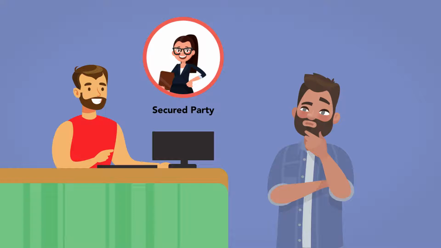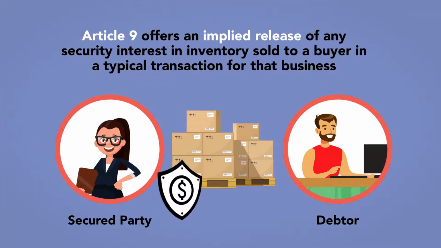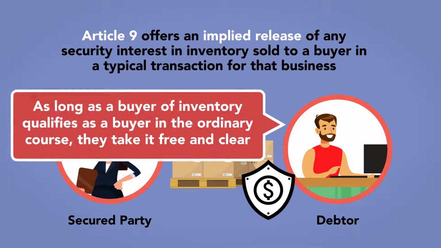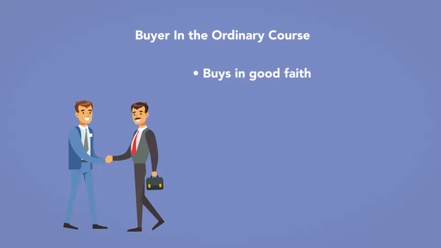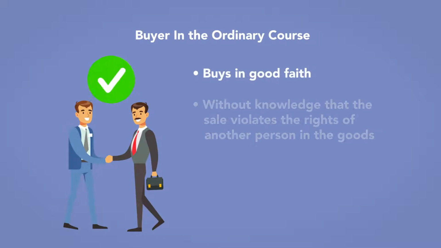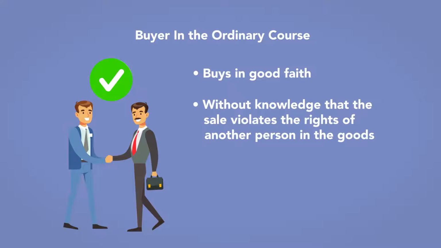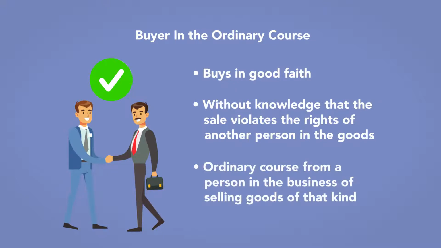Consumer confidence would be inhibited if buyers needed to worry about a seller's secured creditors having a priority interest in their purchases. To solve this problem, Article 9 offers an implied release of any security interest in inventory sold to a buyer in a typical transaction for that business. As long as a buyer of inventory qualifies as a buyer in the ordinary course, they take it free and clear. A buyer in the ordinary course means a person that buys goods in good faith without knowledge that the sale violates the rights of another person in the goods, and in the ordinary course from a person, other than a pawnbroker, in the business of selling goods of that kind.